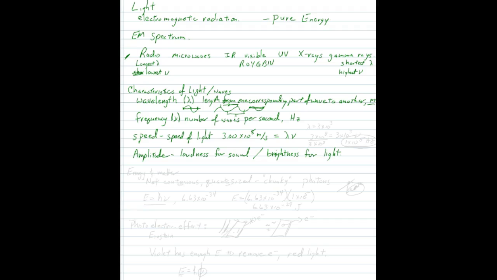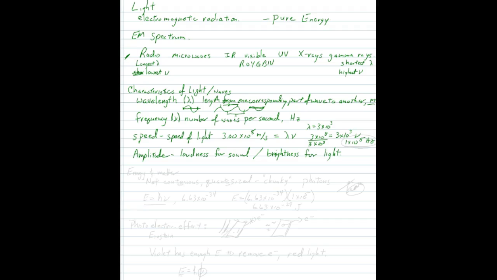Say the wavelength is 3 times 10 to the third. If you plug that into the formula, 3 times 10 to the 8th equals 3 times 10 to the third times frequency. Divide by 3 times 10 to the third, and you get 1 times 10 to the 5th hertz as your frequency.